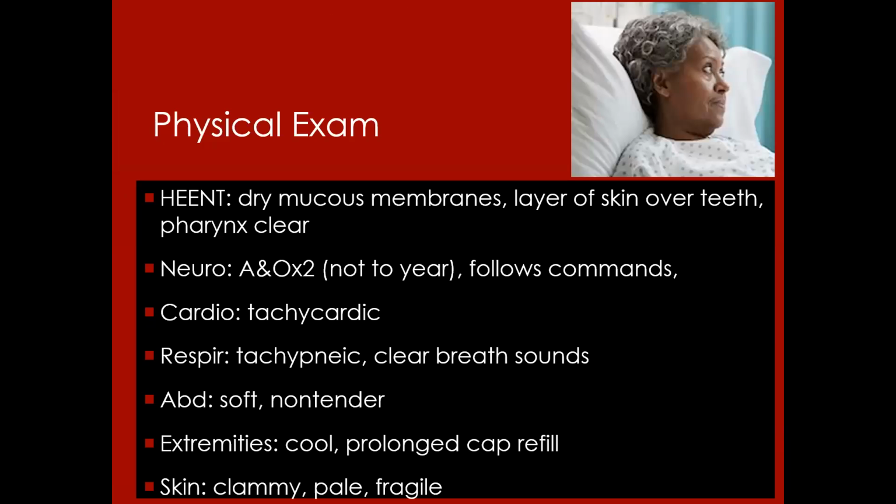So when I do her physical exam, she's got dry mucous membranes. She even has that crusty layer of skin over her teeth because that's how dry she is. Very gross. Her pharynx is not red or swollen. She has no tonsillar exudate. She's not oriented to the year, but she's following commands and she's very pleasant. She's tachycardic and tachypneic, but we're not hearing any crackly lung sounds, so that's not very helpful. And her belly doesn't seem to be causing her any problems.